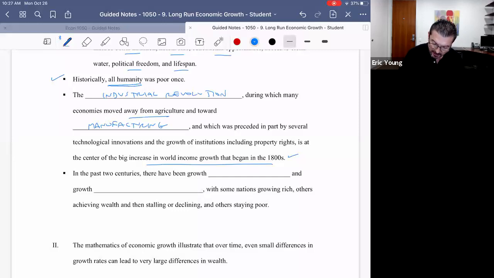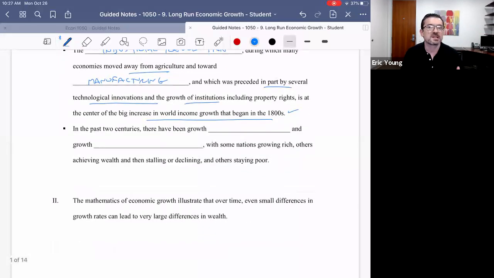Note that, again, the Industrial Revolution is critically important. I think it's important to note for our later discussion that this revolution was preceded in part by some technological innovations as well as by the growth of good institutions. And we're going to see those themes emerge over the next couple of videos, okay? So we see starting around the 1800s, global incomes start to rise, at first slowly and then more rapidly, based in large part on the Industrial Revolution, on the move into manufacturing.